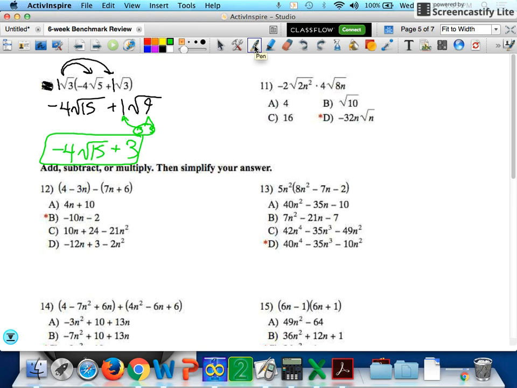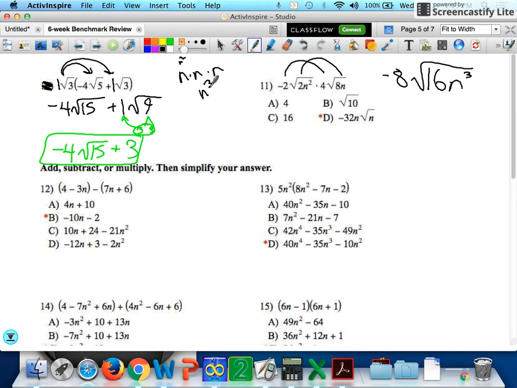Number 11 is only a one-stage multiplication, but it's just got more stuff flying around, so you have to be careful. Outside times outside is negative 8. Inside times inside is 16n cubed, because it's n times n, which is n squared, times n again. Well, that's just n cubed, guys.